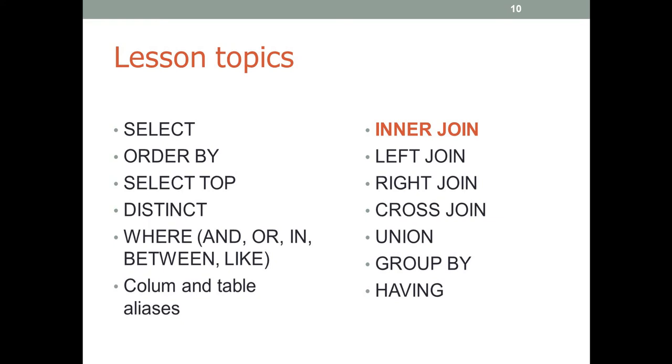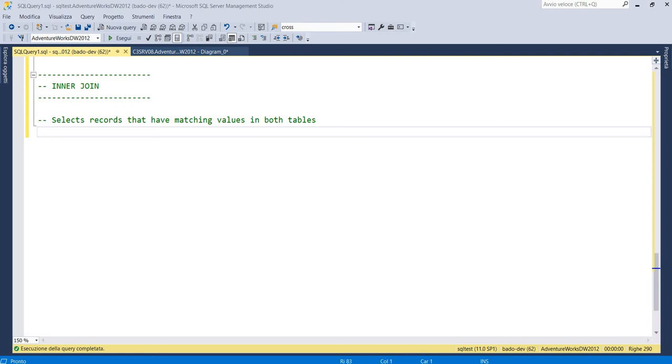Now we are starting the second part that is more complex. We will learn the common types of join, starting with the inner join. The inner join command selects records that have matching values in both tables. We will use the tables that I explained above. So we will use the dim customer and the fact internet sales tables. So we can write our select.